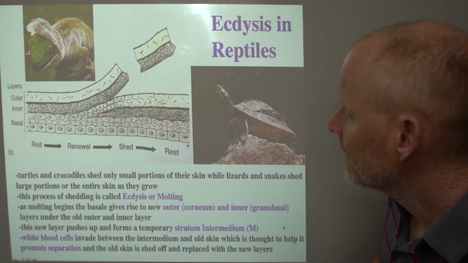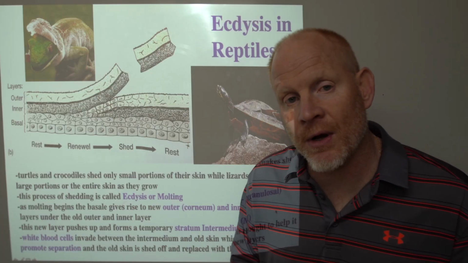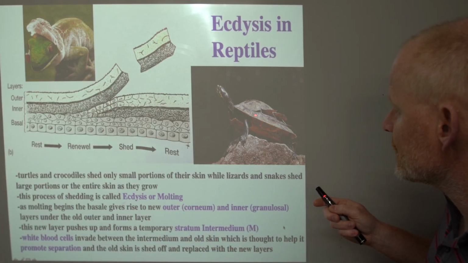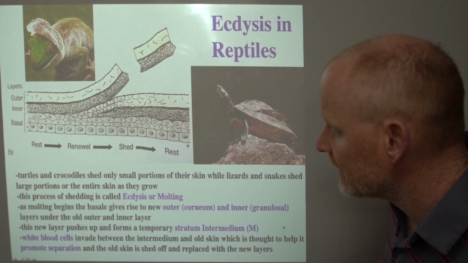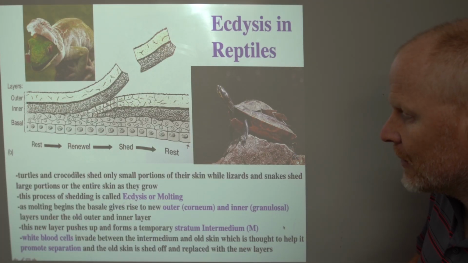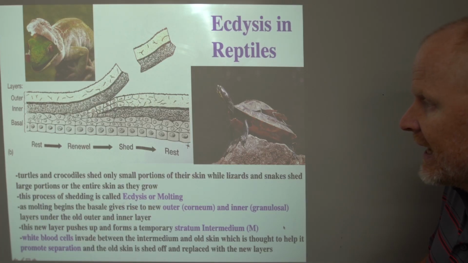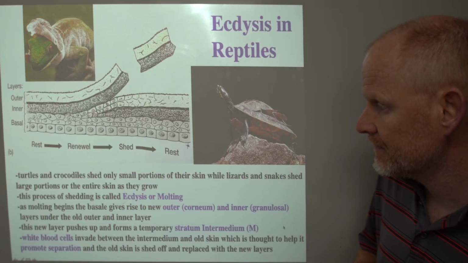Some lizards and snakes shed their entire skin at once, or pieces of skin. The turtles can shed one or two or three scutes at a time on the outside. They're periodically shed as the animal grows. But that's kind of how ecdysis, the process of skin shedding, takes place in reptiles.